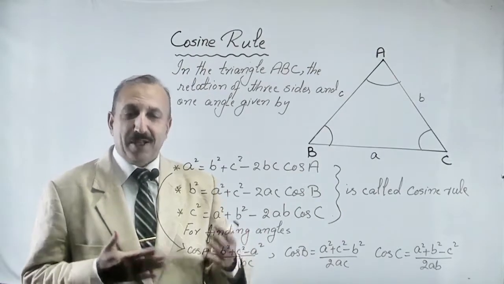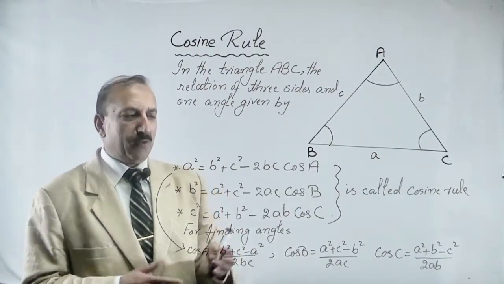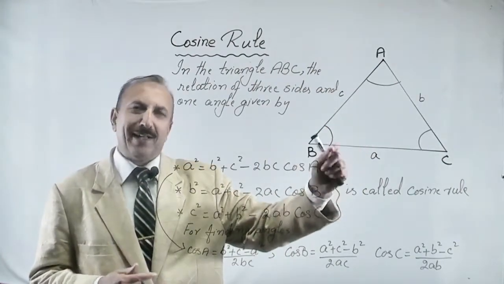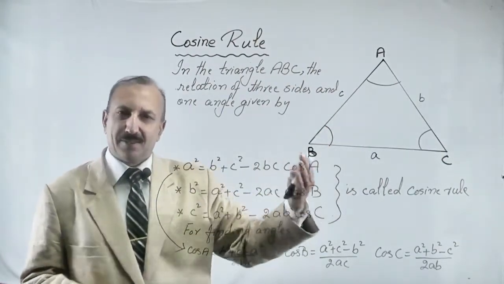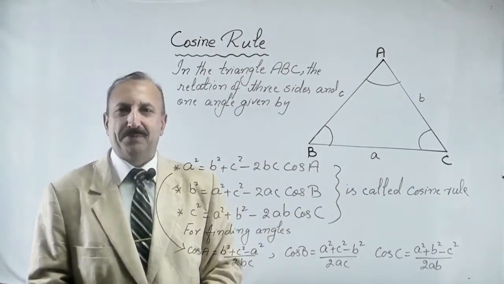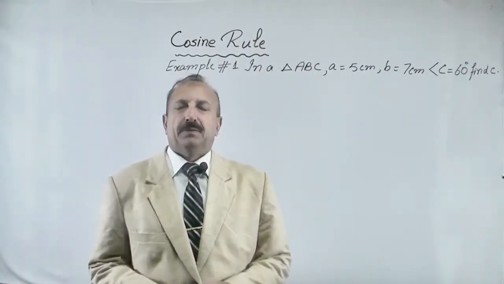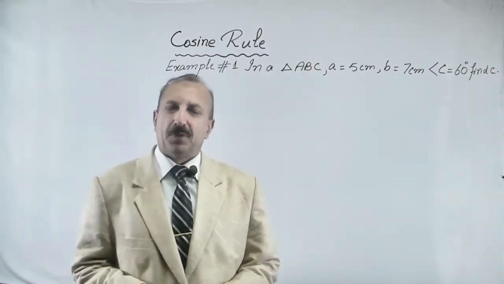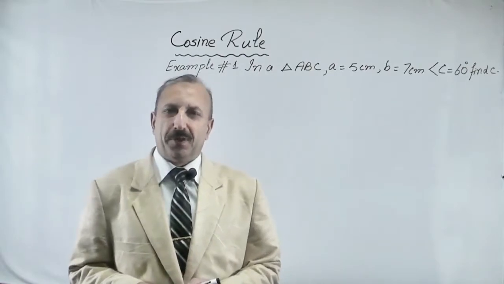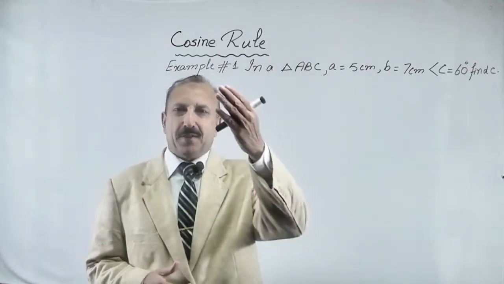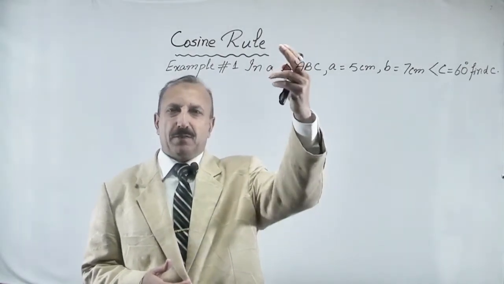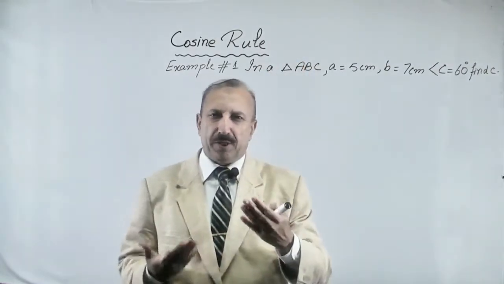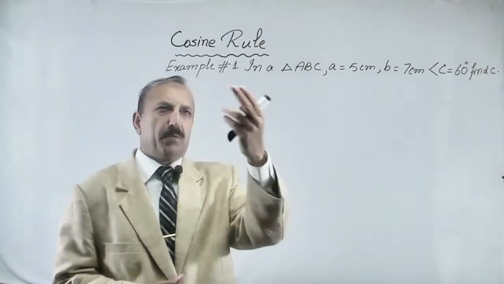Alright, my dear, let's have some examples to see what is the use of cosine rule and how it works and helps us to find sides and angles, my dear student. Bismillahirrahmanirrahim, my dear students. Let's have some examples to elaborate the concepts of cosine rule and how we use them in problems. Here is example number 1.